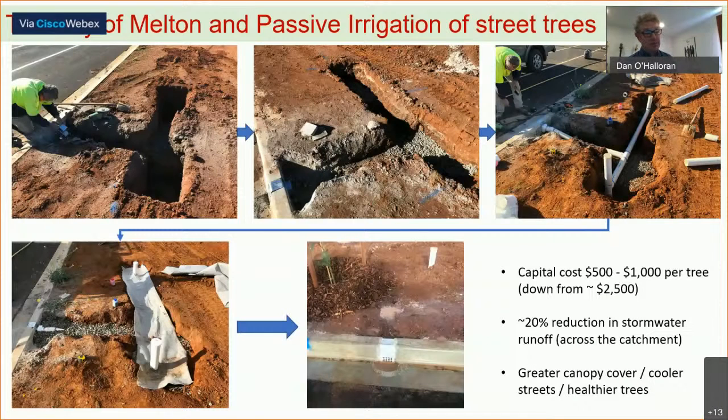Across the city of Melton, it's expected this will reduce stormwater runoff by about 20%, improving the quality of water, reducing the amount of stormwater reaching the waterways in Melton, improving their condition. And over time, we're going to have greater canopy cover, cooler streets and healthier trees, which is of course incredibly important as climate change enhances the impacts of heat across this area of Melbourne.